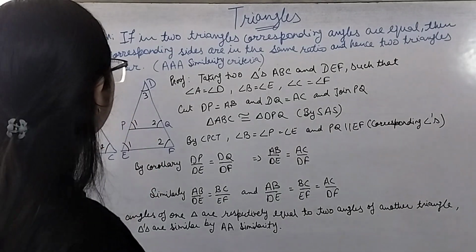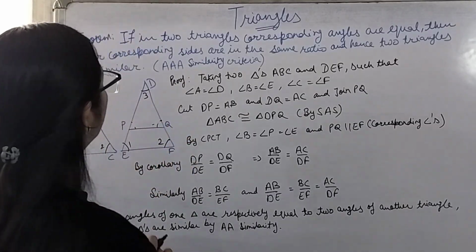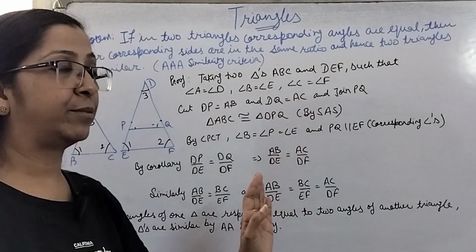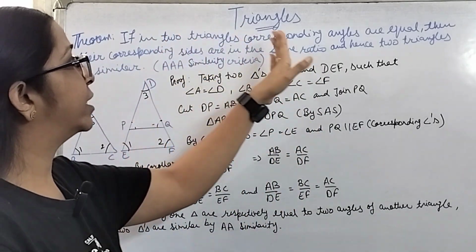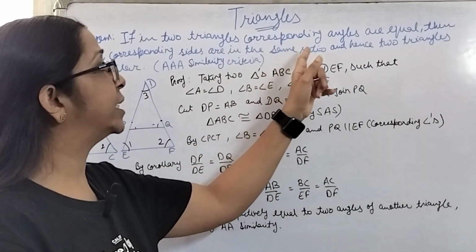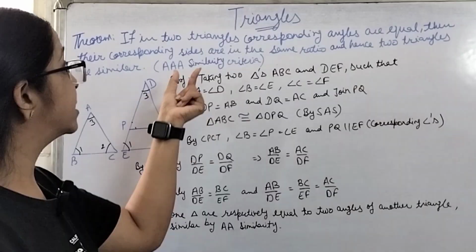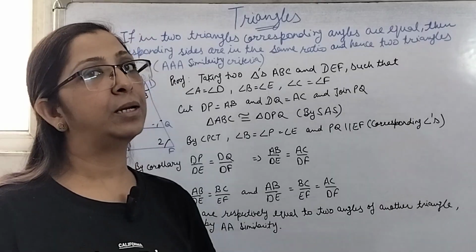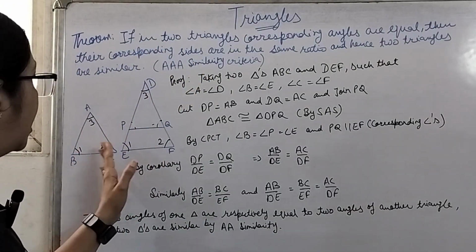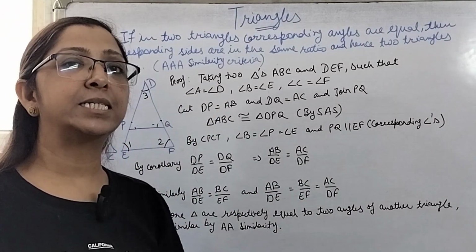That means if there are two triangles in which the corresponding angles are equal, then their corresponding sides are in the same ratio. We need not prove that it will be in the same ratio. It is already there that if there are two triangles in which corresponding angles are equal, then their corresponding sides will also be in the same ratio, and we can say that the two triangles are similar. And this criterion is known as the AAA similarity criterion. Now how can we say that if only the three corresponding angles are equal, then their sides will also be in the same ratio?